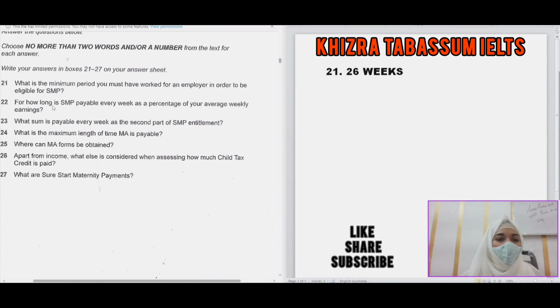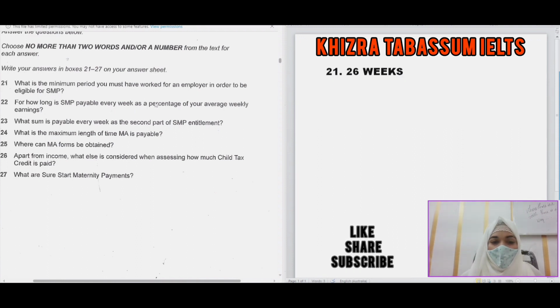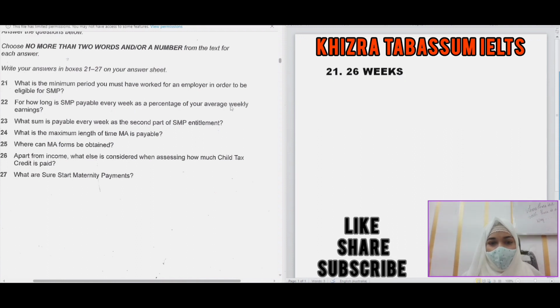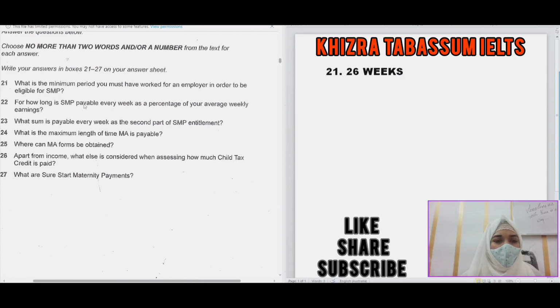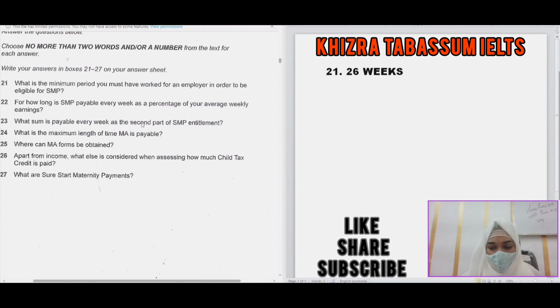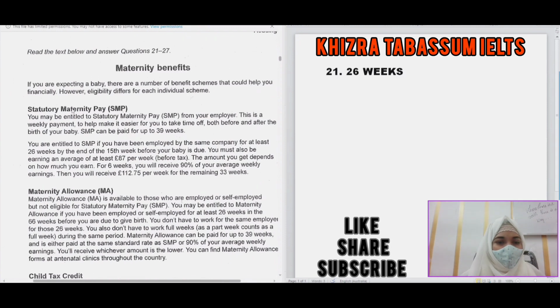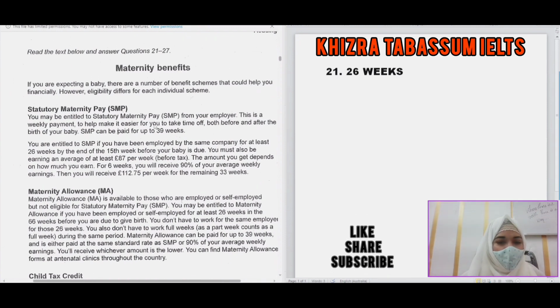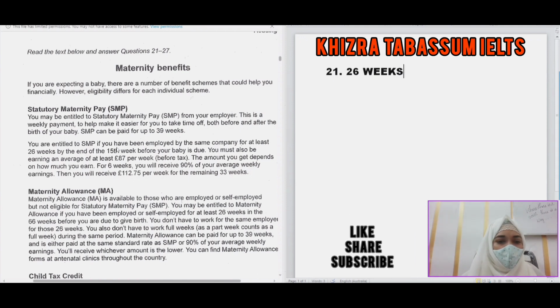Now come towards the second one. For how long is SMP payable every week as a percentage? Okay, as a percentage of your average weekly earnings. So our keywords will be percentage and average weekly earnings.